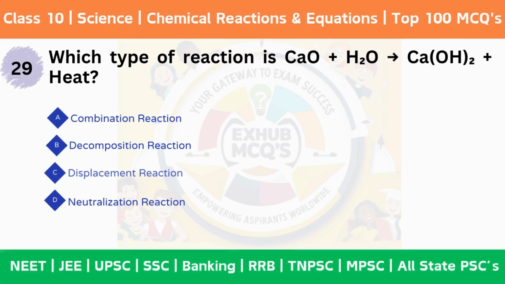MCQ 29. Which type of reaction is when calcium oxide reacts with water to form slaked lime and heat? Option A, combination reaction. Option B, decomposition reaction. Option C, displacement reaction. Option D, neutralization reaction.